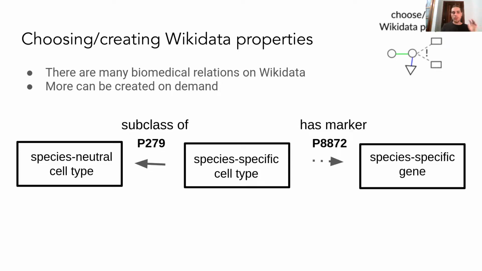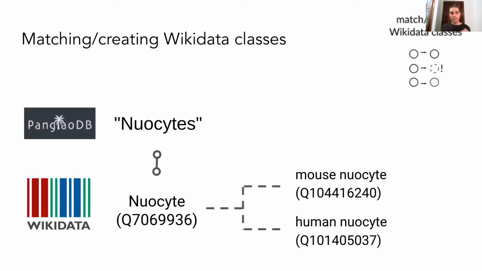But the relation between a cell type and a marker was not available there. So we proposed to the community a new property called hasMarker. And in about 3 weeks, the property was approved and we could move on with the project and the integration per se.